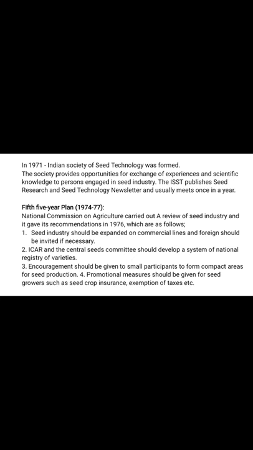Then, 5th Five-Year Plan from 1974 to 77. During this period, National Commission of Agriculture was set up, which also carried out a review of the seed industry and gave its recommendations in 1976, which are as follows. First, seed industry should be expanded on commercial lines and foreign participation should be invited if necessary. Second, ICAR and the Central Seeds Committee should develop a system of national registry of varieties. Third, encouragement should be given to small participants to form compact areas for seed production. And fourth, promotional measures should be given for seed growth, such as seed crop insurance, exemptions of taxes, etc.